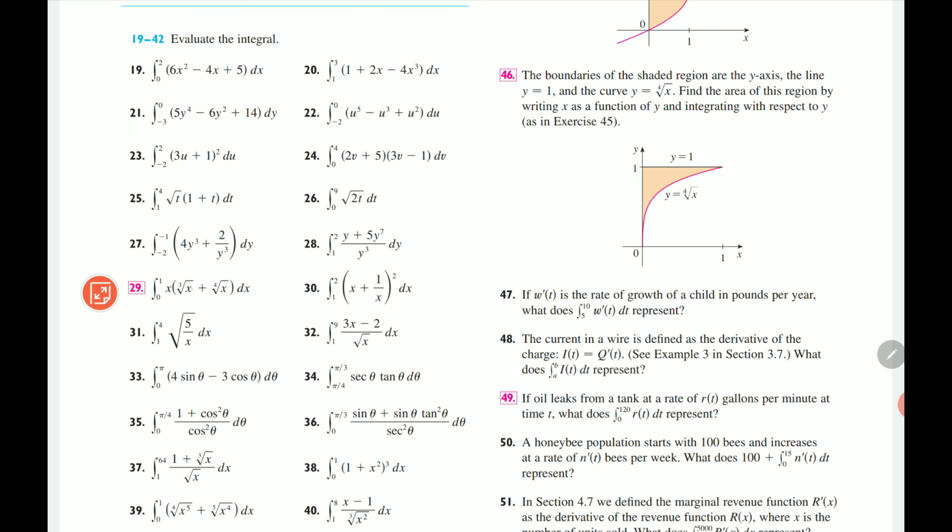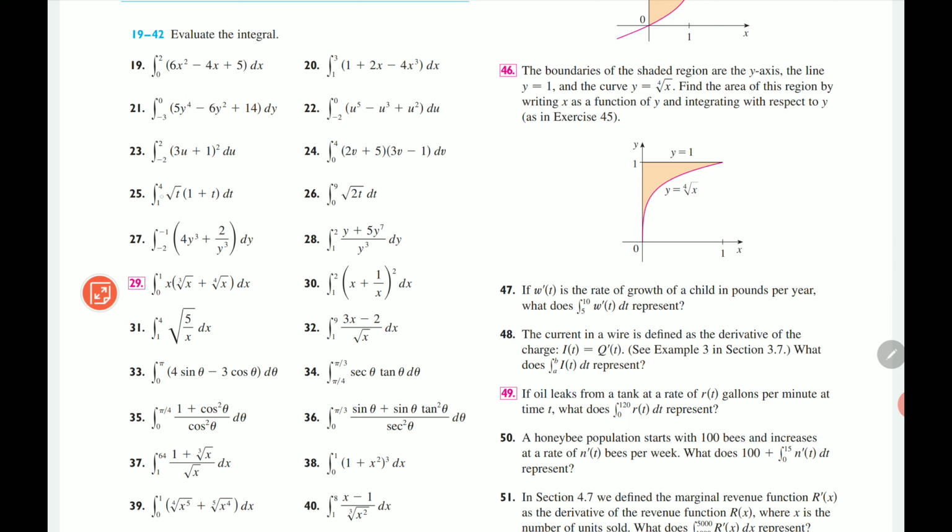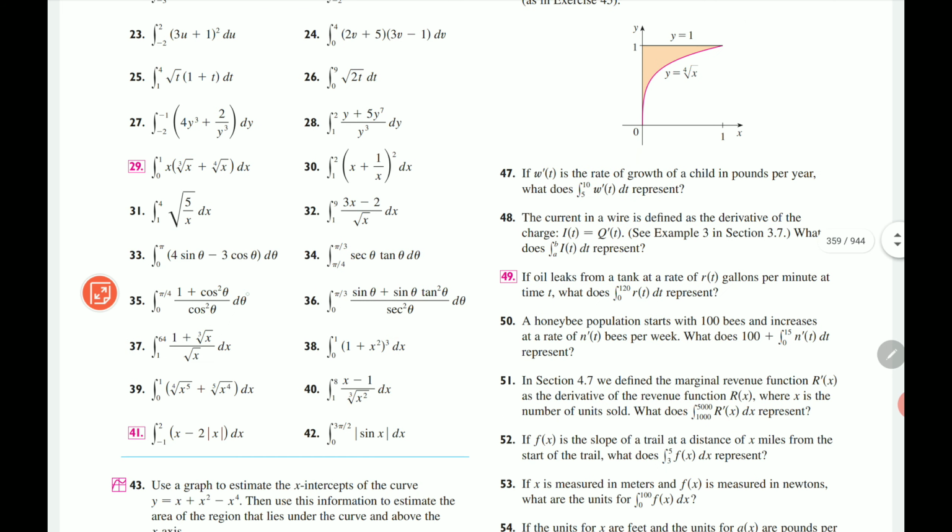We'll do an easy one like number 19. And then we'll do one a little bit more interesting, number 25. Now, I'm going to always give you the red letter questions because those are fun. And you know what I mean by fun. I'm going to give you a couple trig questions. Let's do 33 and 35.